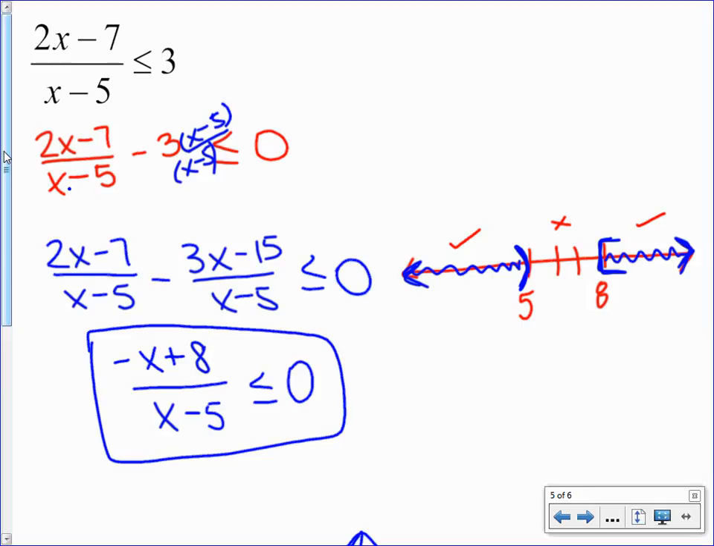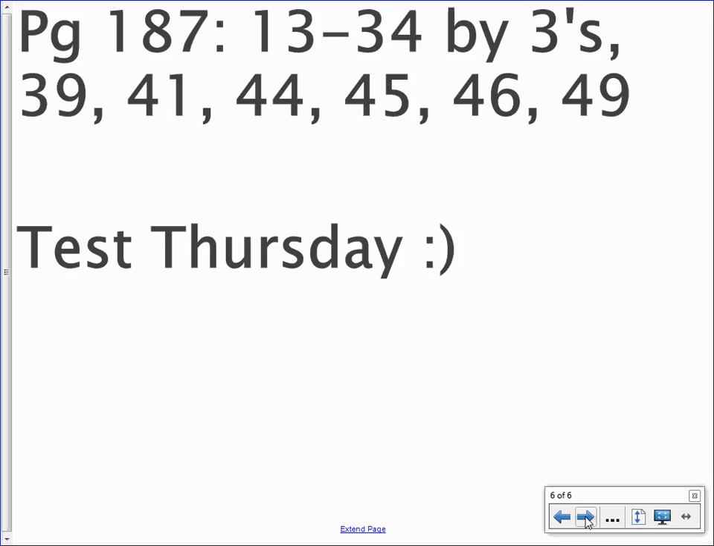Other questions? That was really good. Before you find critical values, what must you do to your inequality? Set it to 0. Okay, please set it to 0. All right, so this is your last homework assignment in 2.7. Our test is on Thursday.